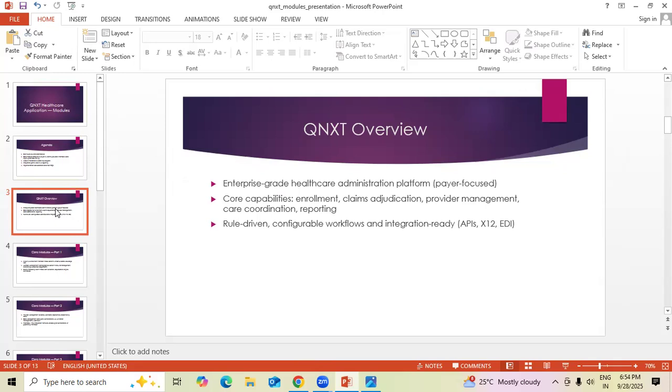One is enrollment. I am referring to benefit enrollment. For example, if any person wants to have a health insurance program, they have to enroll first. If they want to enroll, whether that person has valid eligibility or not has to be cross-checked. This process will be done under enrollment. That's what we call eligibility enrollment, or benefit enrollment.